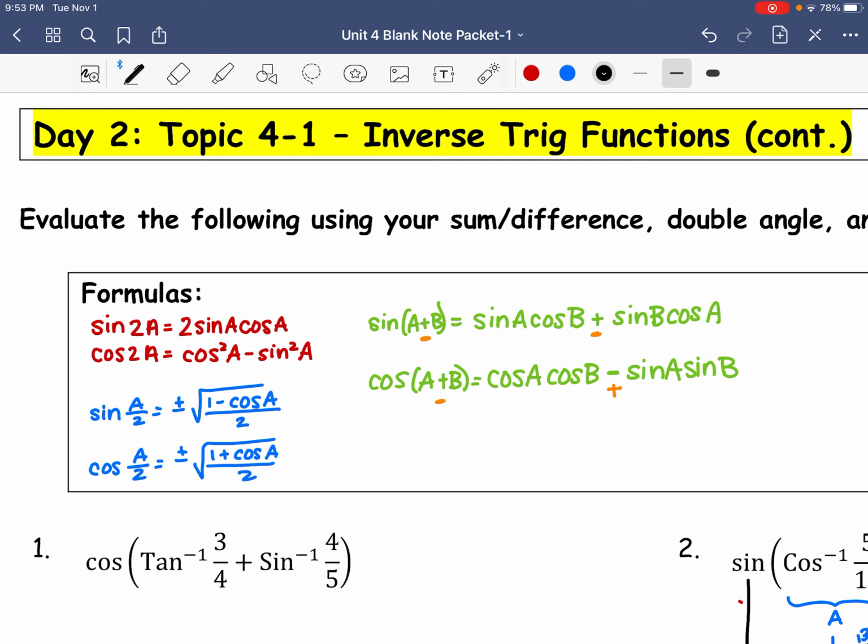Today we are working on day 2 in the note packet. And in the box up top, if you could take a moment and fill in your formulas: double angle, half angle, and sum and difference. Just pause the video and fill those in, please, and unpause when you're finished.